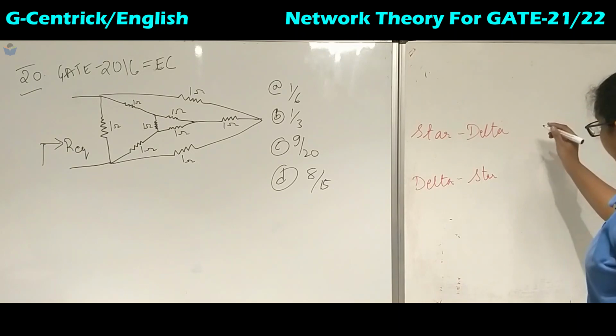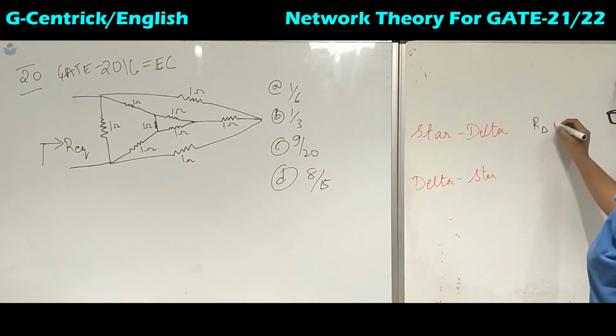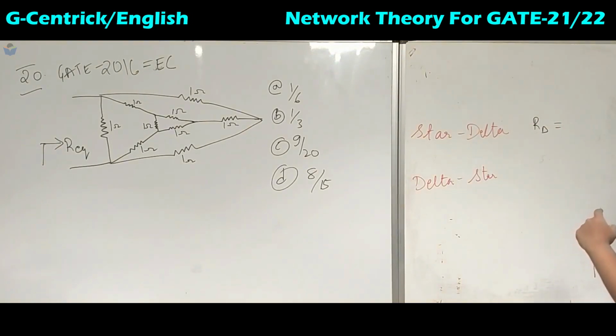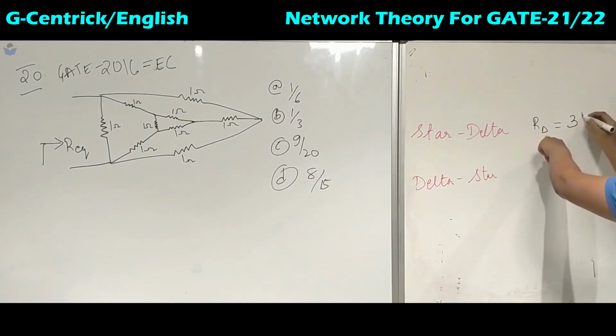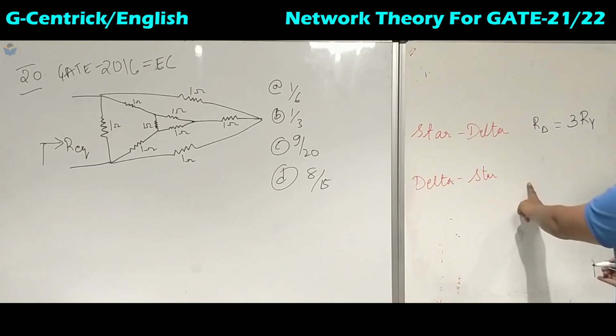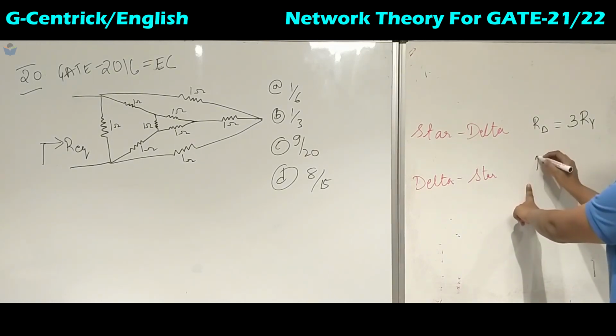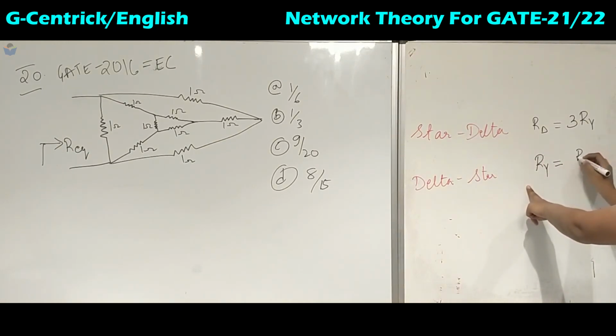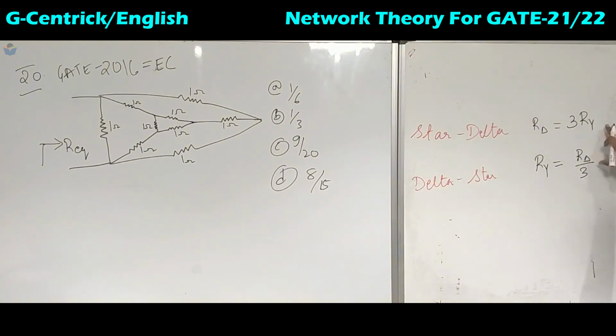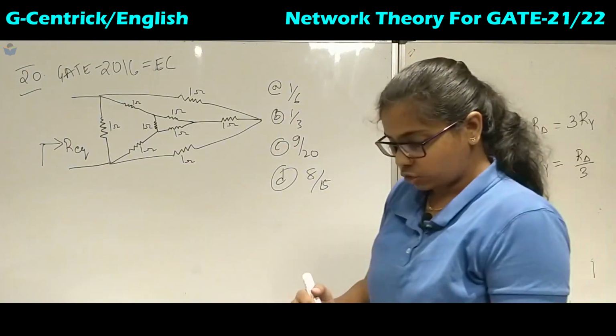Okay, so when you are converting from star to delta, that is we want the delta value, it is nothing but 3 times of star value. Okay, so when you are converting from delta to star, to get the star value of the resistor, it is nothing but R delta upon 3. So we will apply this concept in this question.